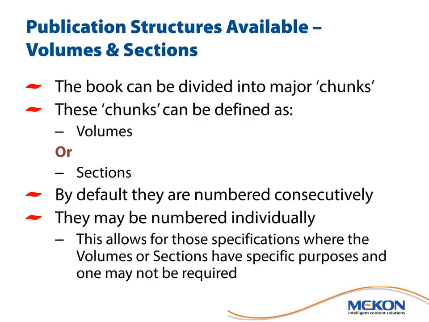And now, books can be divided into major chunks. And in our application here, we can define those chunks as volumes or sections. They are basically the same thing. It's just a different way of naming them. So by default, they're numbered consecutively, but in some specifications where volumes or sections, the particular numbers of those have a specific function, it is possible to miss out those that aren't applicable, and you can define each volume or section to have a number for which it starts, and from that point on, the numbers are consecutive.